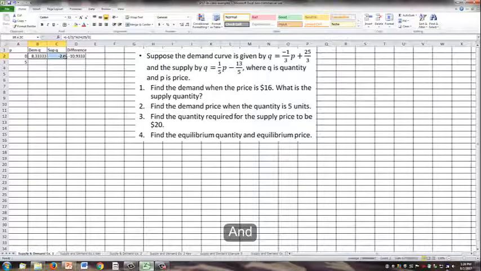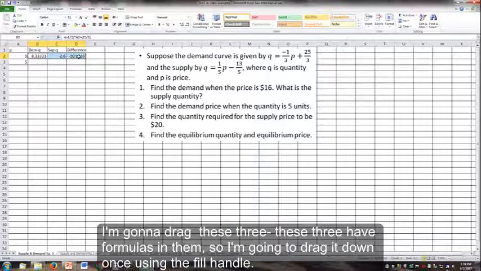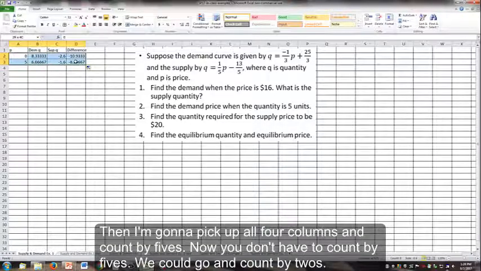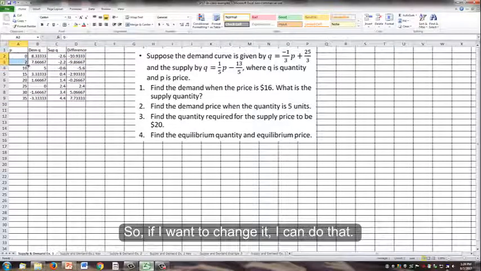I'm going to drag these, they have formulas in them, so I'm going to drag it down once using the fill handle. Then I'm going to pick up all 4 columns and count by 5s. Now you don't have to count by 5s. We could go and count by 2s. So if I want to change it, I can do that.